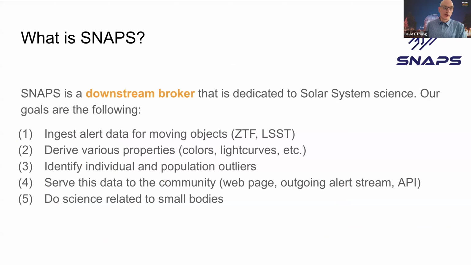Okay, I'm going to just briefly talk about SNAPS, and then I'll get into this web portal demo. What is SNAPS? SNAPS is a downstream broker that is dedicated to solar system science. Our goals are the following. We ingest alert data for moving objects. We derive various properties like colors and light curves. We identify individual and population outliers. We serve this data to the community via web page, outgoing alert stream, and API, and we do science related to small bodies. This morning, I'm not going to talk about our science and only talk about some of the other parts, but some of the critical infrastructure things that I want people to know about.